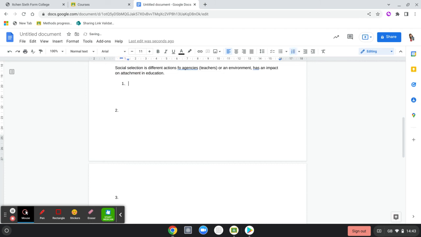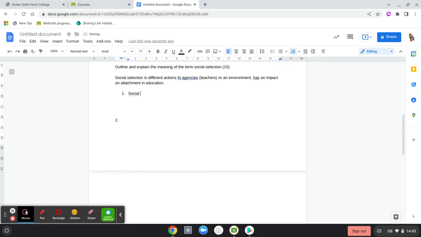So, paragraph 1, we can argue that social selection means that environments, social selection is the actions of agencies, teachers, or an environment or conditions. So social selections or conditions such as material deprivation have an impact on achievement.